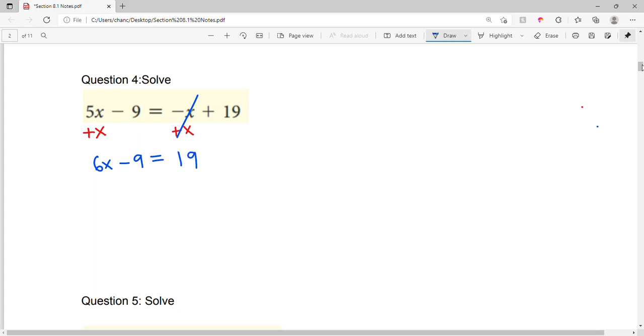I need to get that 6x by itself, so let's focus on getting rid of the negative 9. We'll add 9 to both sides. That's the opposite of subtracting 9.